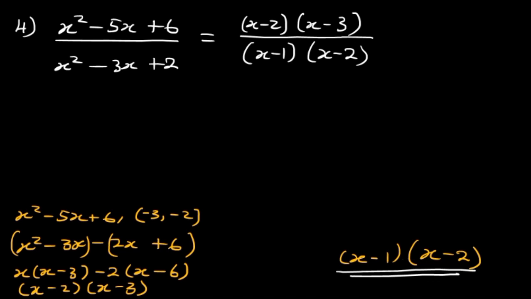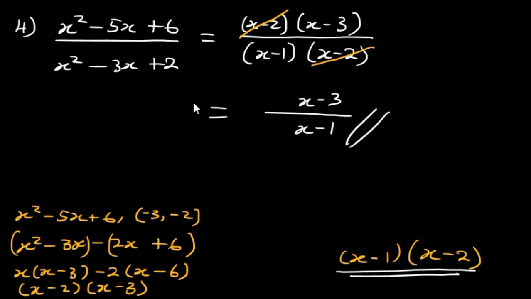Okay, so now if you look, let's see what is going. x minus 2 is gone and x minus 2 is gone, so we are left with x minus 3 over x minus 1, which is the solution to this given expression.